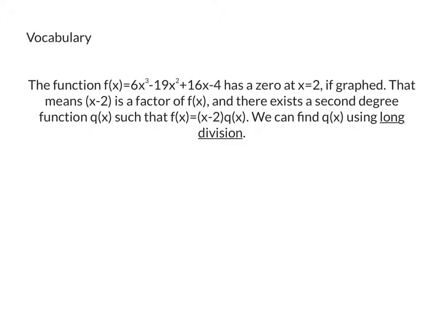Just a little vocabulary. The function f of x equals 6x cubed minus 19x squared plus 16x minus 4 has a 0 at x equals 2 if it's graphed. That means that x minus 2 is a factor of f of x, and there exists a second degree function q of x such that f of x equals x minus 2 times q of x. We can find q of x using long division.